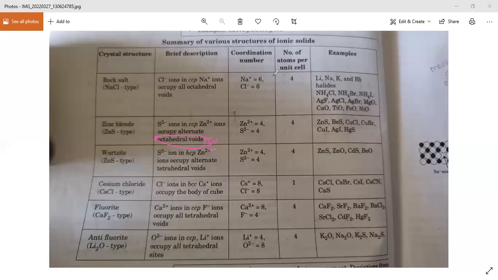Next you are going to revise the complete formulas and all the important things, okay?